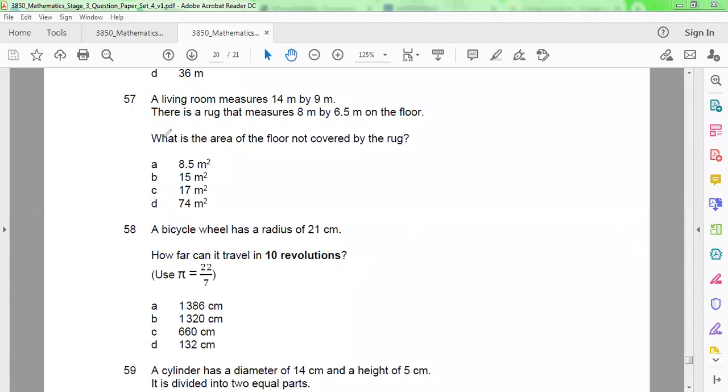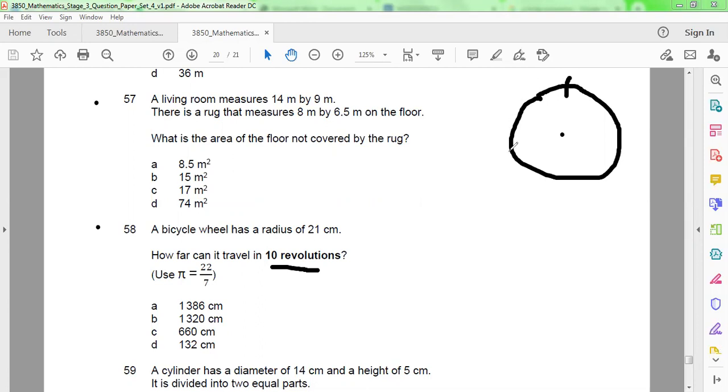All right, so let's see if we can do these 2 questions quickly. A bicycle wheel has a radius of 21 centimeter. How far can it travel in 10 revolutions? So we have a bicycle here, and we want to see how far it can travel. One revolution is like you start here and you go all the way around and you move the bicycle one place. And that's one revolution.